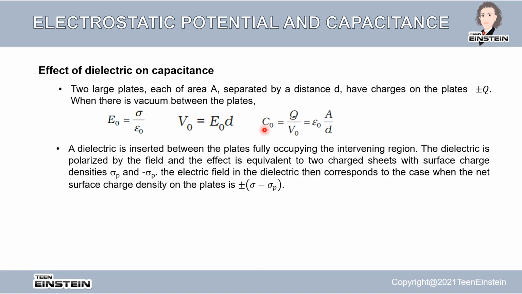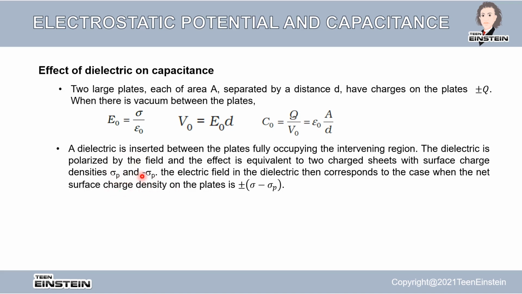Now we are going to put a large dielectric between the plates. The dielectric is inserted between the plates, fully occupying the intervening region, so there is no air gap or anything. The dielectric is fitting right in between the plates. We already talked about what happens when a dielectric is put in a field. Polarization happens, and because of the polarization, surface charges are created inside the dielectric. On the left side we have sigma p and minus sigma p on the right side, which are the induced charges. These are the bound charges.